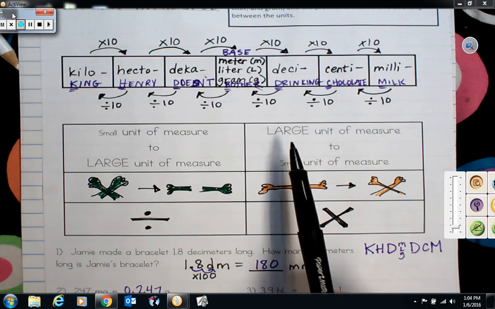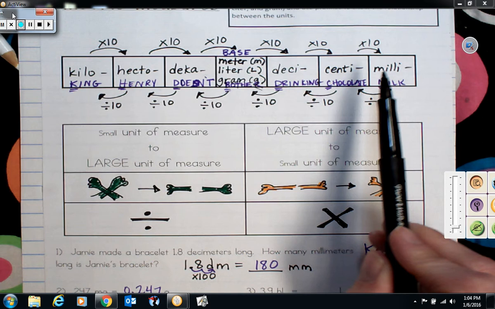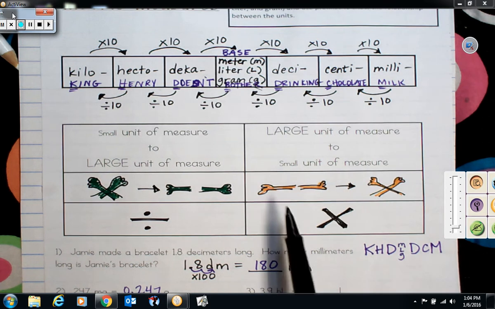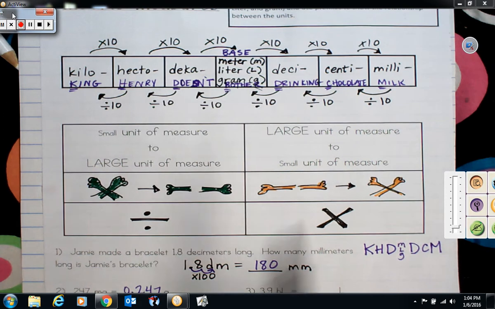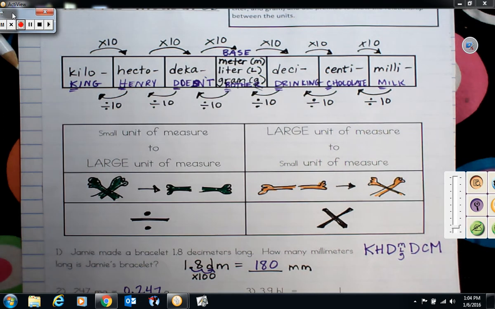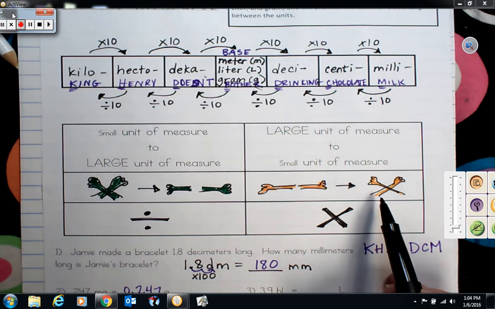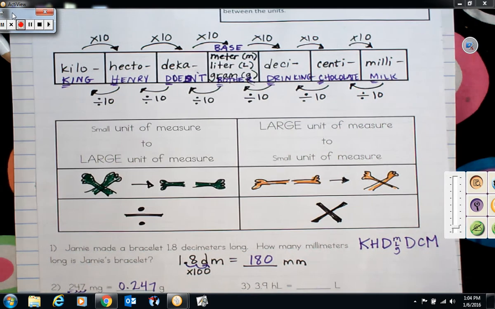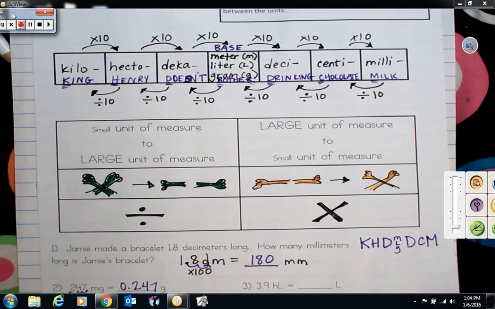If I go from a large unit of measure like meters to a smaller unit like centimeters, I can remember that by opening my arms wide like a big unit, meters, and then crossing them like a small unit, centimeters. That means I'm going to multiply, because then my arms look like a multiplication sign. So that's a good way to help you remember which unit you're changing to and which operation you're going to use to change. So then let's try it.